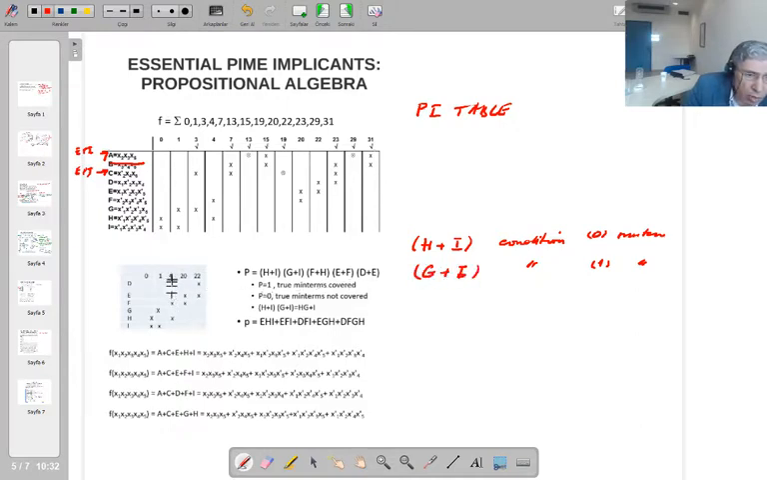Third condition, how can I cover minterm 4? Either F or H should be in. F or H.